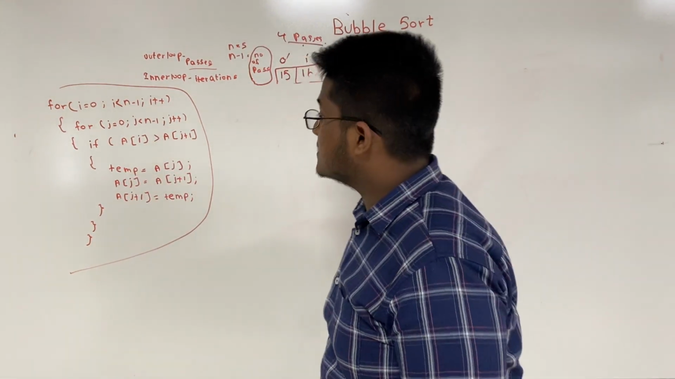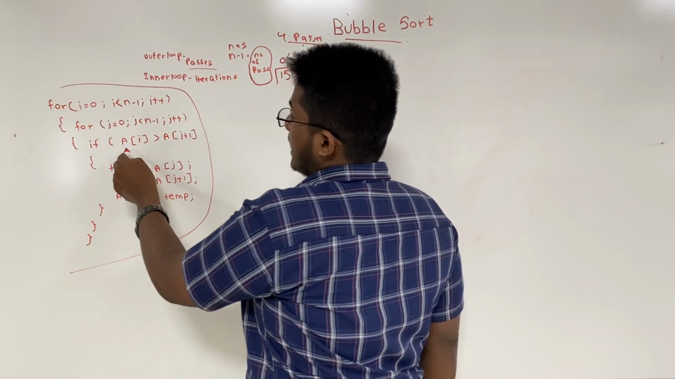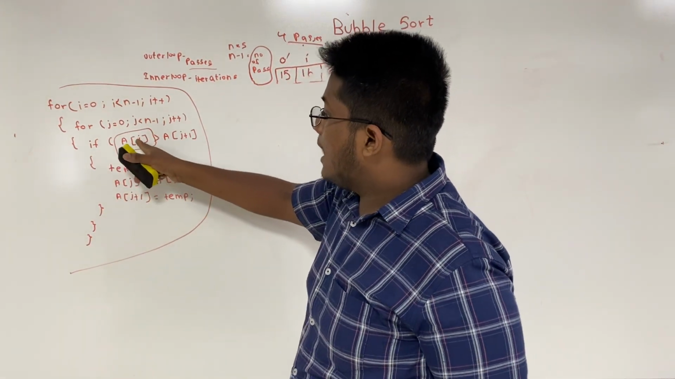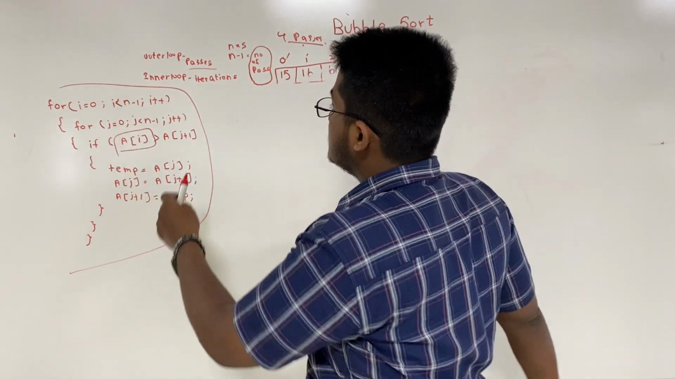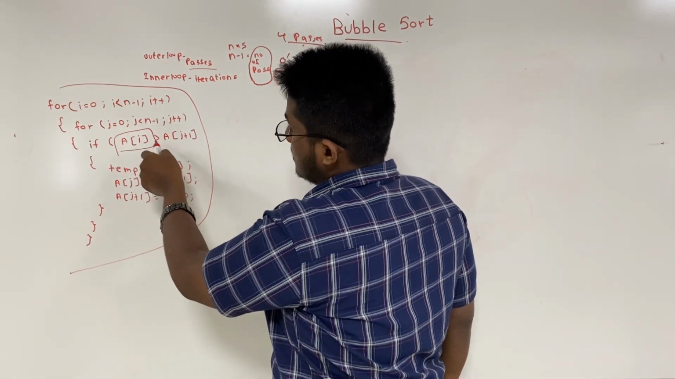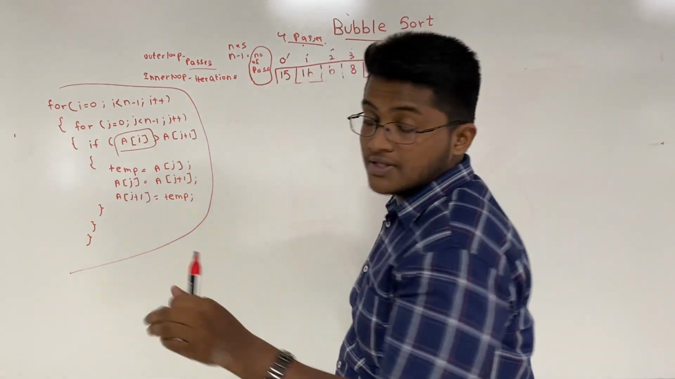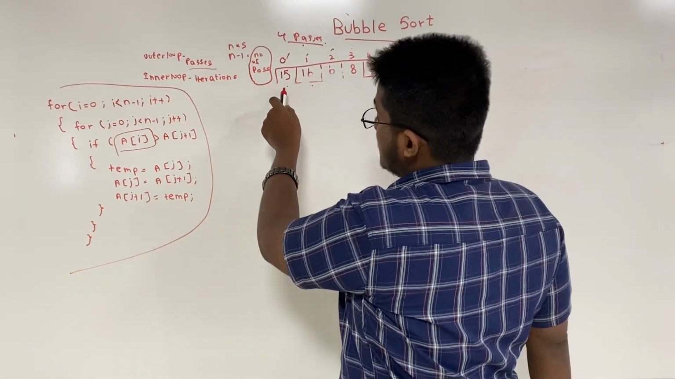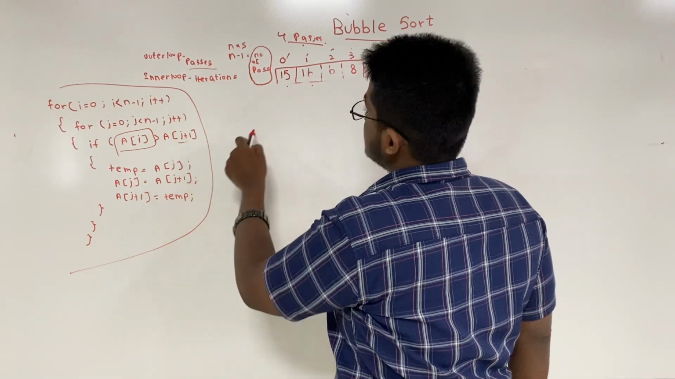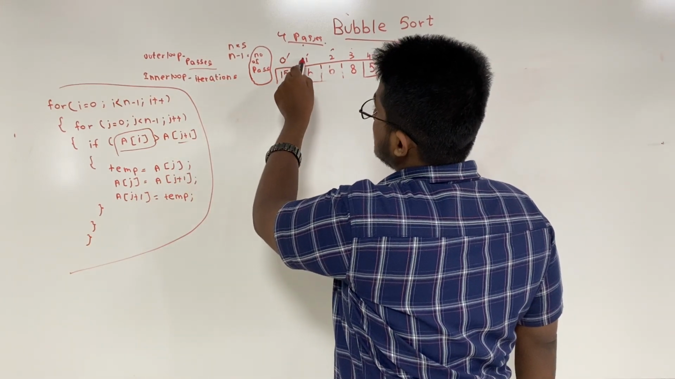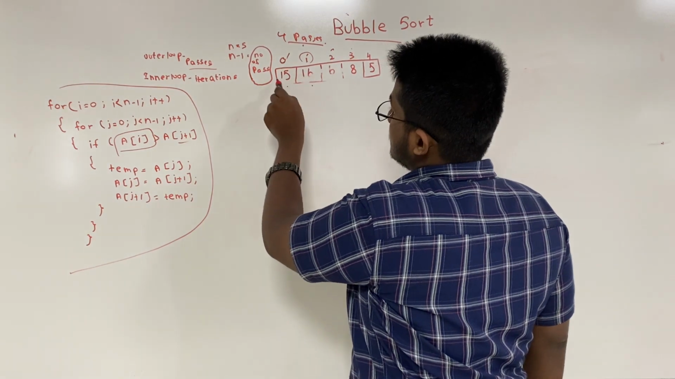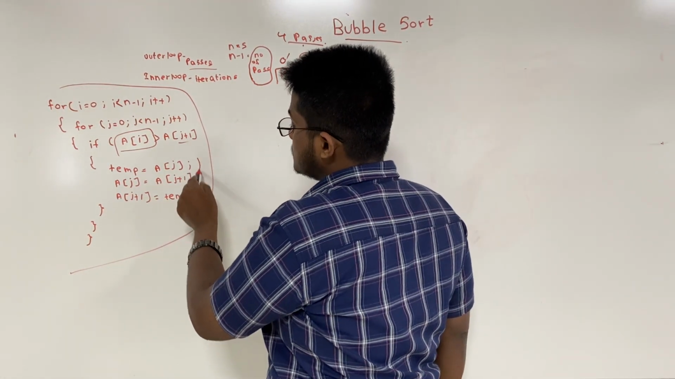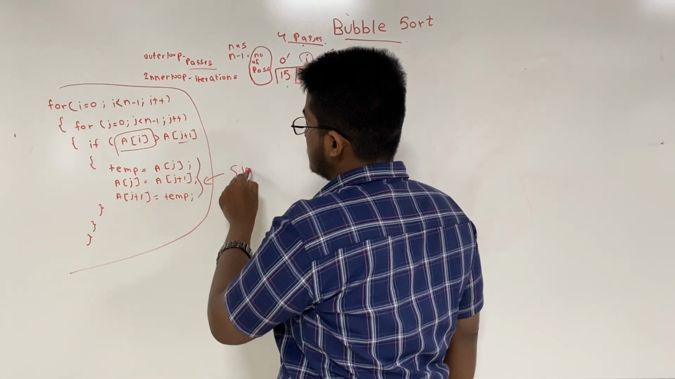So there is a condition: if array A at j, that means if this element, that means the stepping process, right? If 16 is greater than, if 15 is greater than A at j plus 1, j plus 1 is 0 plus 1 is 1, this element. If 15 is greater than 16, then this is the swapping process. Swap.